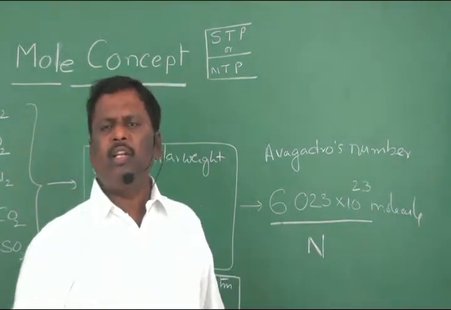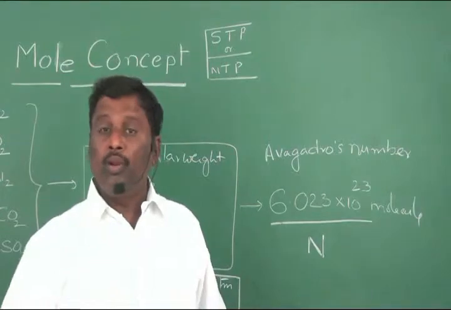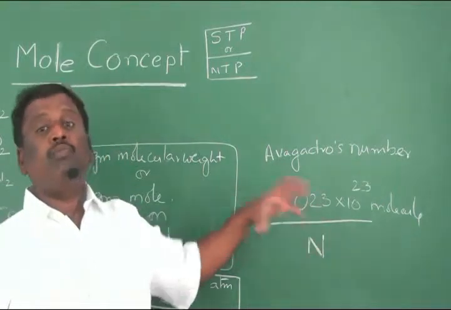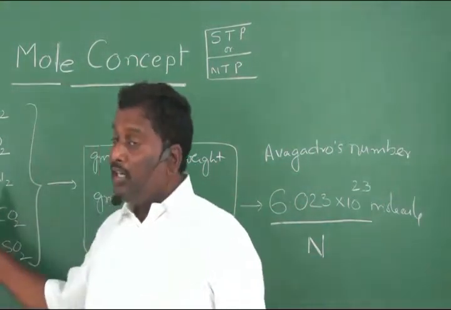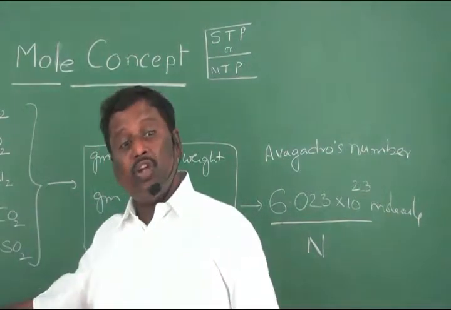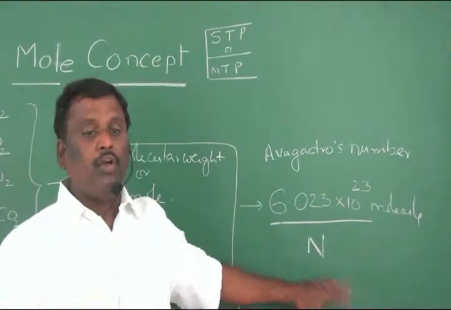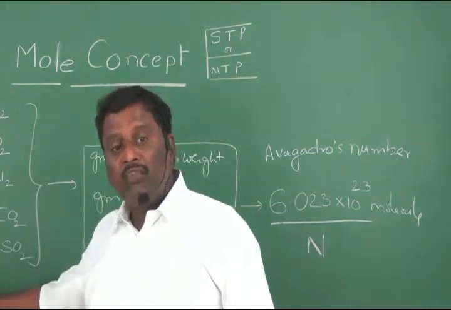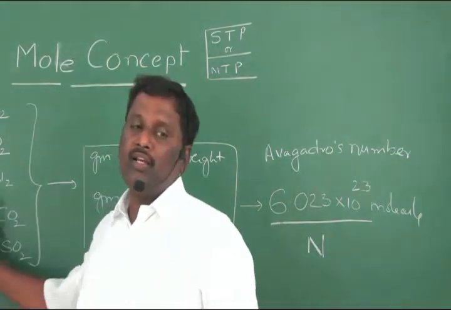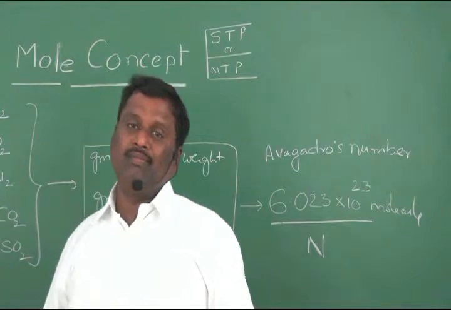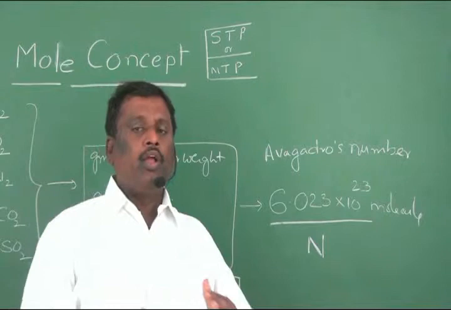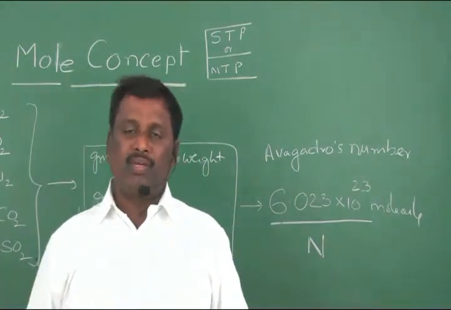It's a large number. That means 2 grams of hydrogen will contain this much number of molecules. The same number of oxygen molecules are present in 32 grams. The same number of SO2 molecules are present in 64 grams of SO2. The same number of CO2 molecules are present in 44 grams of CO2. The same number of nitrogen molecules are present in 28 grams of nitrogen. So they are interrelated. The mass of the gas is interrelated with the number of molecules that are present in it.